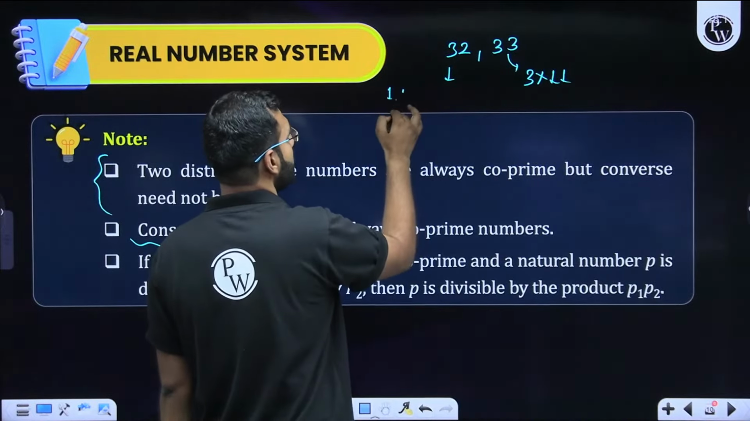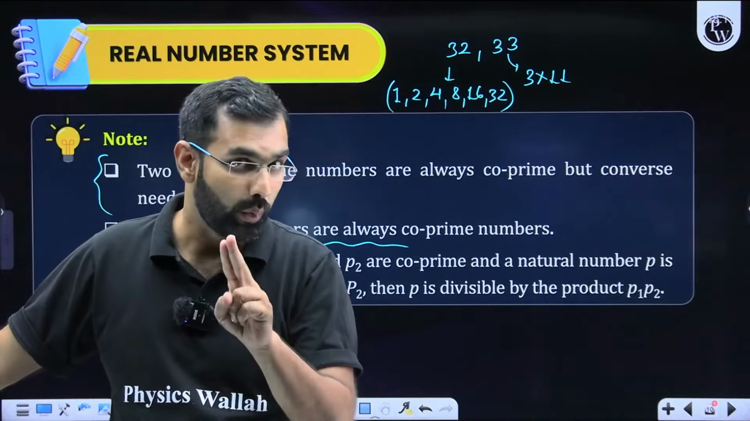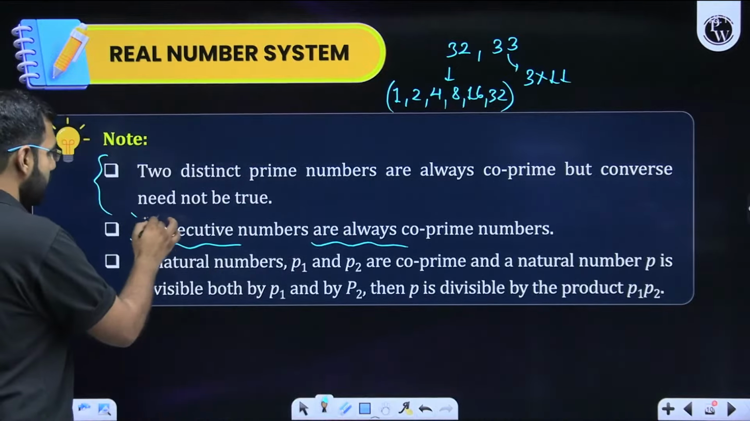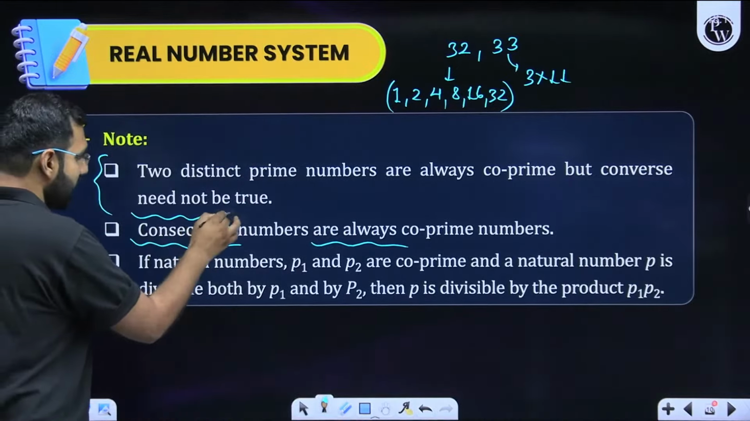32 is divisible by 1, then 2, then 4, then I think 8, and then 16 and 32. So I hope you can clearly see when you look at the divisors of 32 and 33, the common divisor between them is 1 only. Except for 1, there is no other number. Which means 32 and 33 are co-prime. Which means two consecutive numbers are always co-prime. Will you remember that as a fact? All the participants, can I move ahead from here? Are you all understanding, listening, watching?